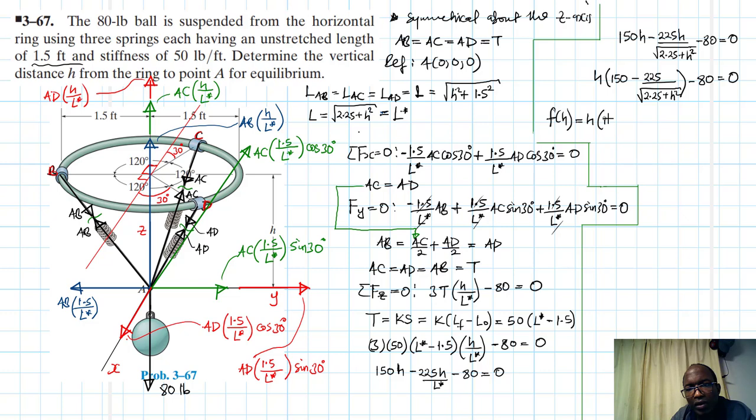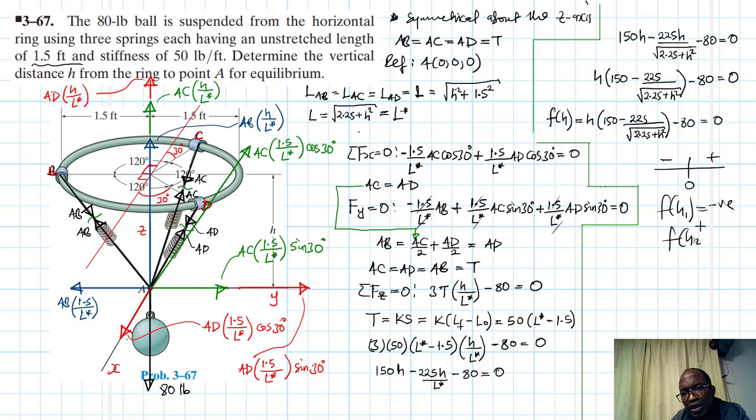Then I'll have 150 minus 225 divided by the root of 2.25 plus h squared, minus 80 equal to 0. We are going to go on the number line, with negatives and positives. There will be a value of h that gives us a negative, and another value of h that gives us a positive. Somewhere in between, that's where our solution lies. So we're just going to be iterating.